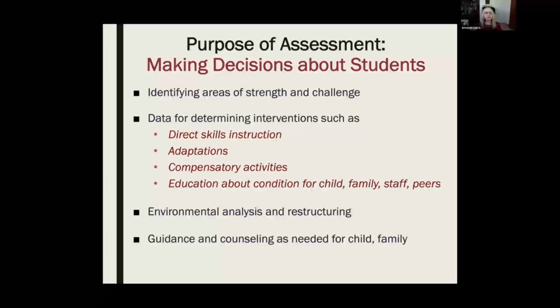We need to look at environmental analysis and restructuring, and guidance and counseling is needed for the child and family so they know how to work with the child, understand why the child might appear to be clumsy when they're not. It's actually a manifestation of CVI that is causing them difficulty not seeing things in their super lower visual field, or bumping into things on the left, or not being able to pick out a person from a crowd.